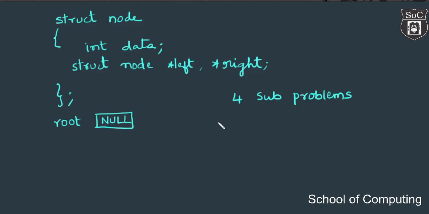So first what I'll do is, I will define my node, global variables and function declarations. Why function declarations? Because whenever you write user defined functions, you need to inform the compiler, so function declarations.